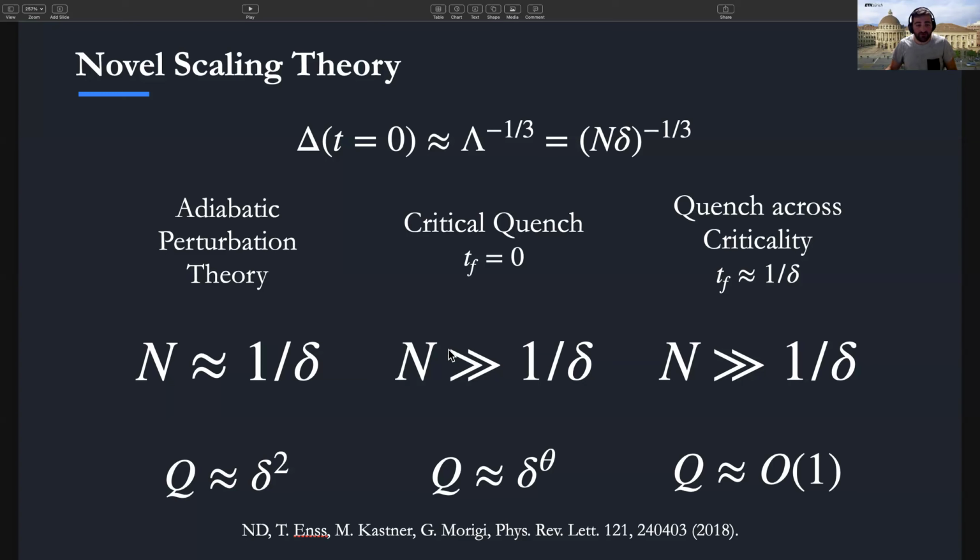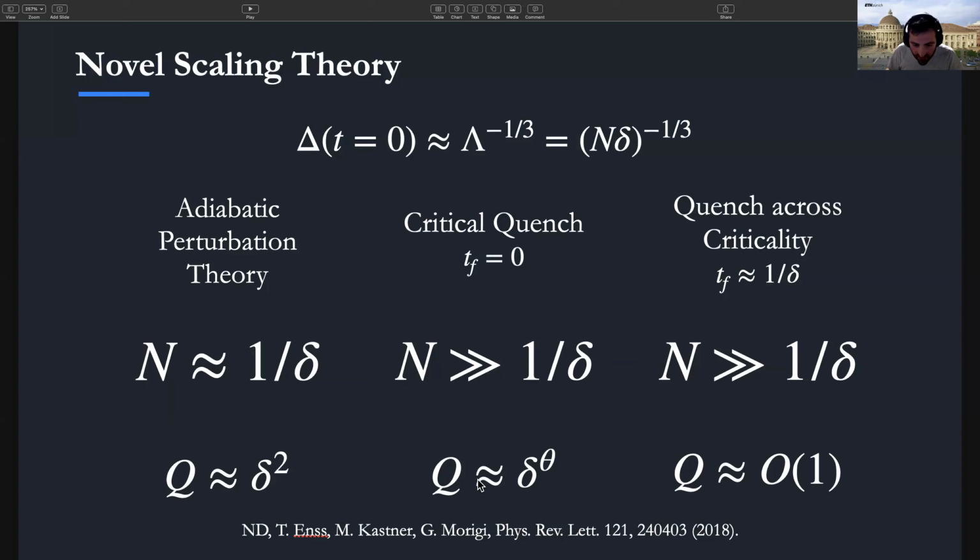If we take instead the case in which the system is in the thermodynamic limit, so the thermodynamic limit is taken first, and then we take the slow drive limit, so delta gets smaller after the thermodynamic limit, but we focus on the case in which the quench is critical, meaning that the final time is exactly 0, so I stop my ramp exactly at the critical point. There I find something that's reminiscent of the Kibble-Zurek mechanism.